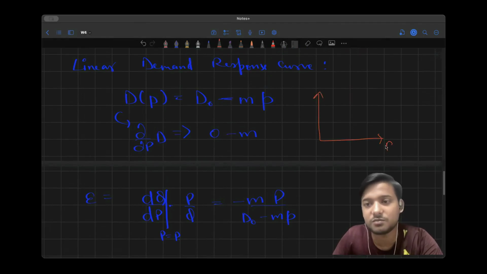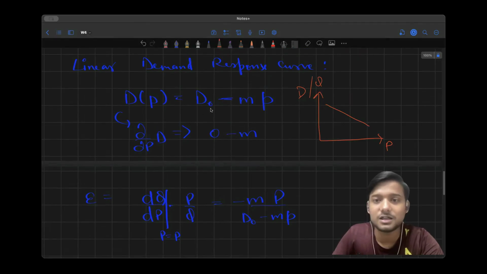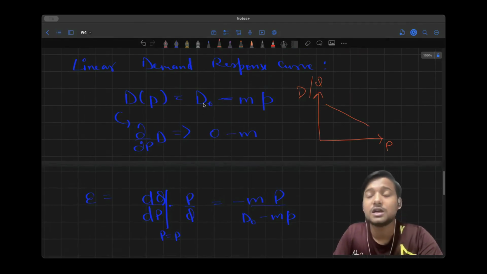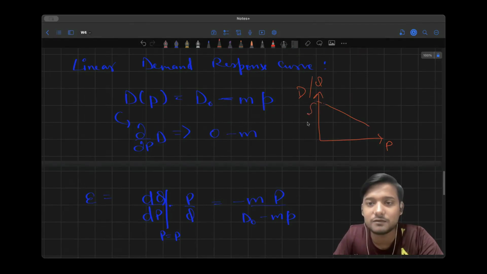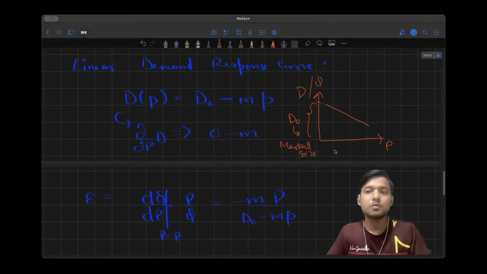Quite obvious. We have P here, we have demand here. You can use D or Q, whatever notation you use. It is going to look something like this, right? And this D naught which you are seeing is going to be the demand at price equal to 0. So this intercept is known as D naught, and the name given to it is market size. Basically, how much market you can capture by giving your goods for free, right? That is why it is called market size.